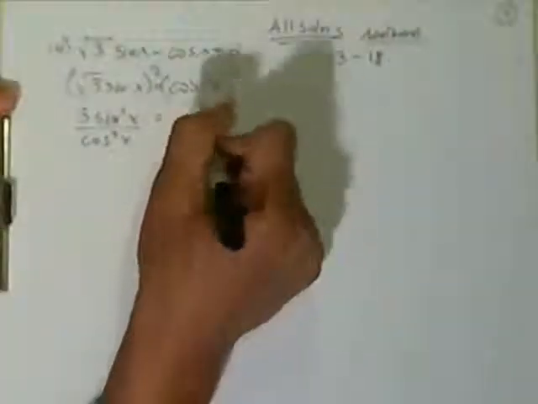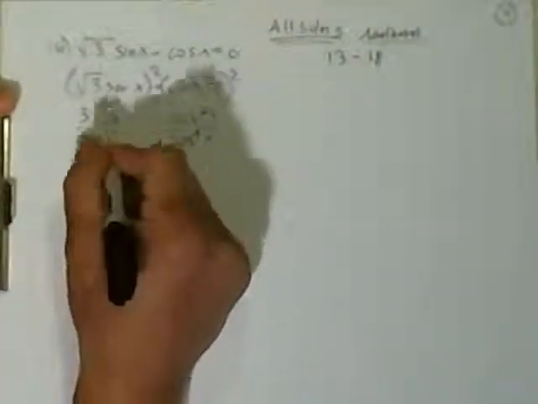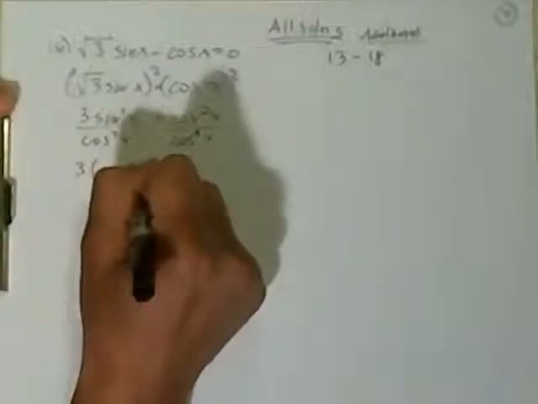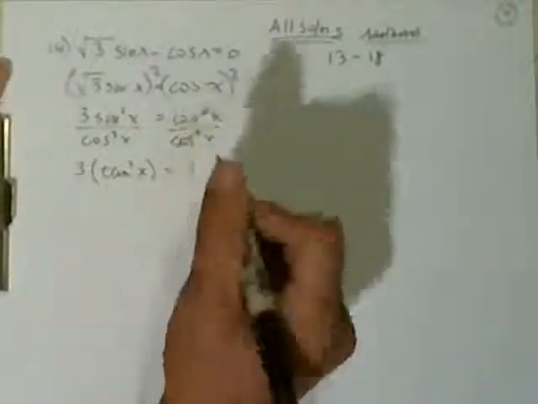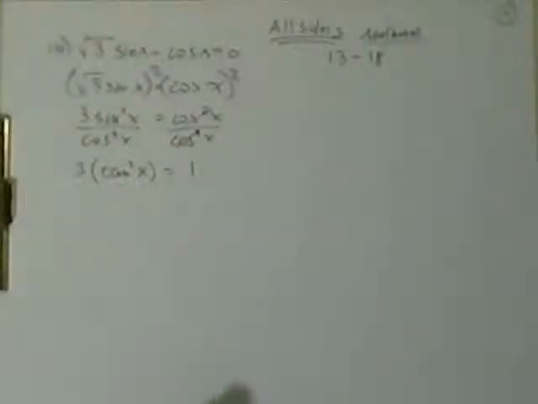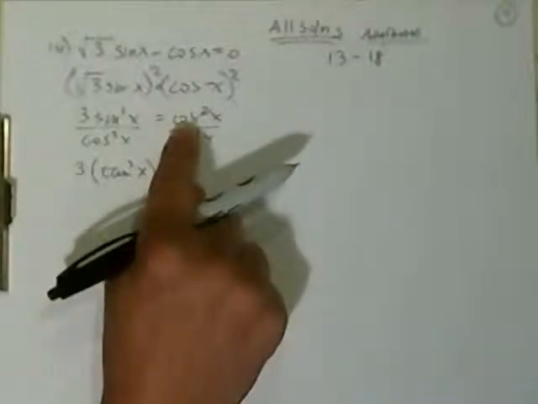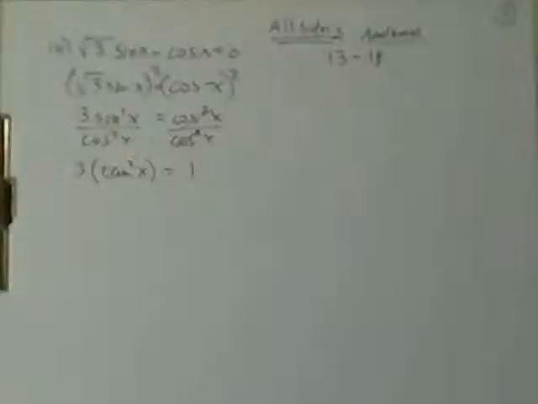And so when I divide by cosine squared of x, I get 3 times tangent squared of x equals 1. Do you notice how I changed to sine squared over cosine squared? You could have actually, if you're not familiar, changed to 1 minus cosine squared and then worked it out that way as well. I might work it out that way for you, but this is one easier way.